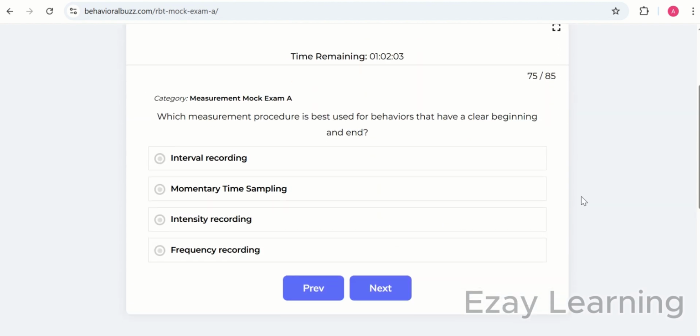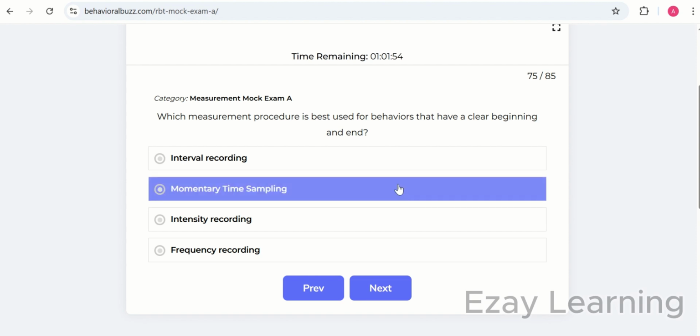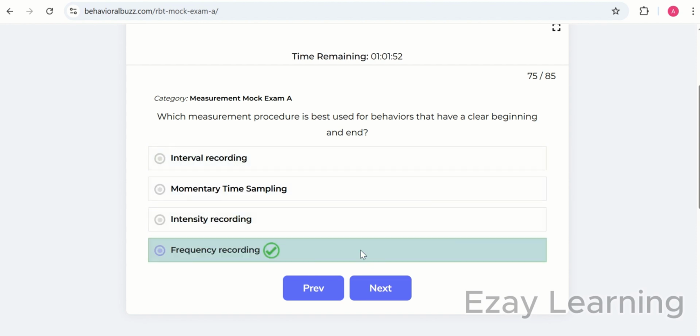Which measurement procedure is best used for behaviors that have a clear beginning and an end? Basically, for frequency, there should be a clear beginning and end because it is the number of counts. You have to count the total, and for that, you need to know when the behavior is ending and when it is starting. If it is continuous, you cannot count the number of behaviors occurring.